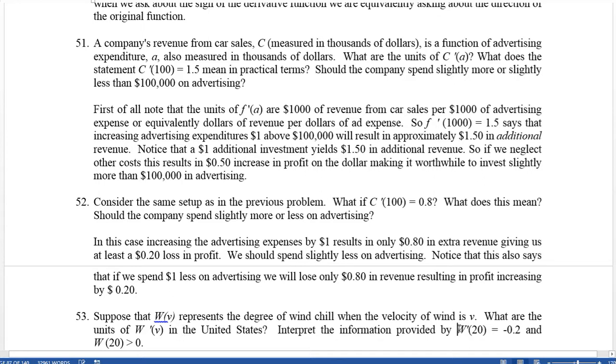So first of all, why should these both be negative, or why should this be negative? And this should say W double prime right here. Let's fix that.